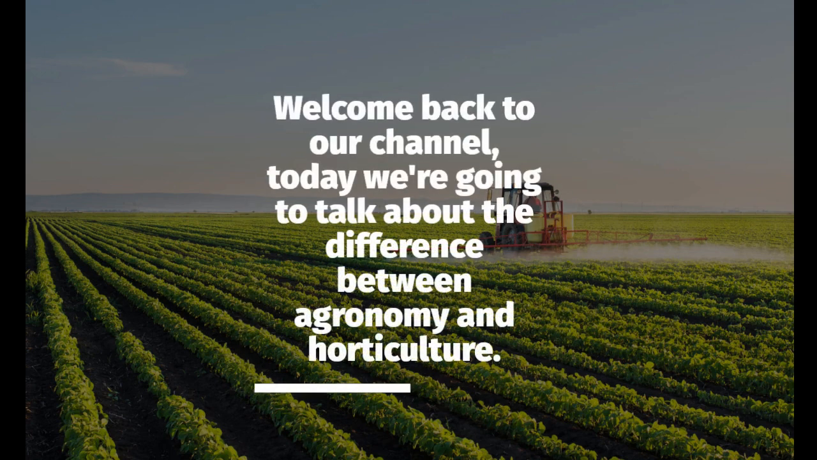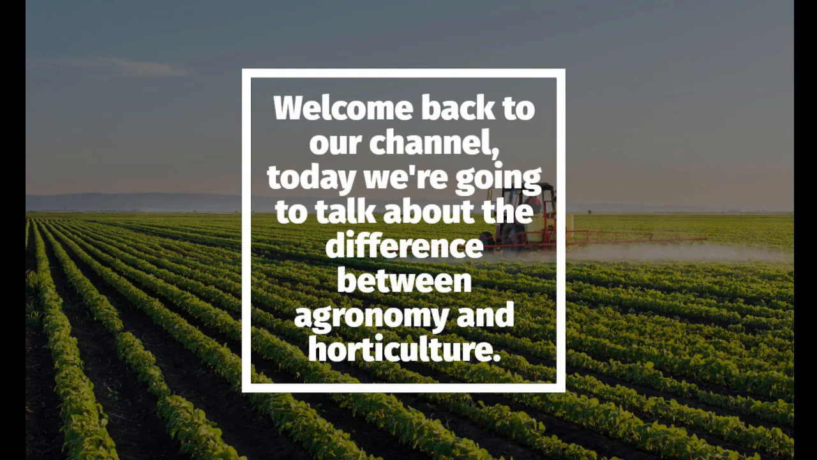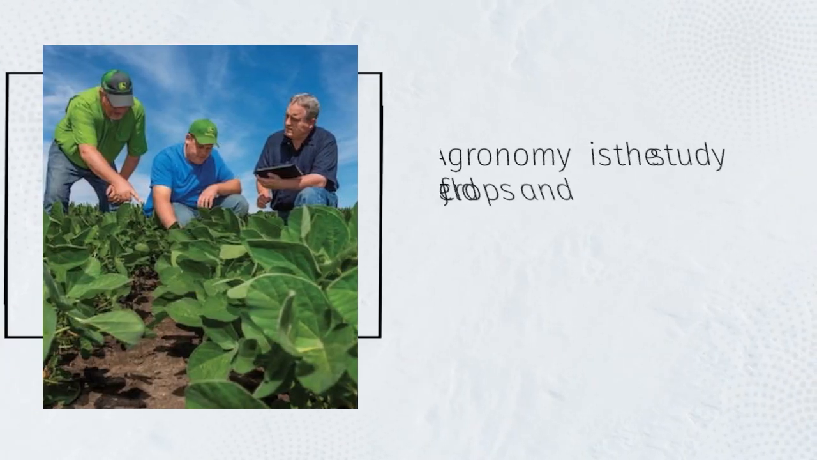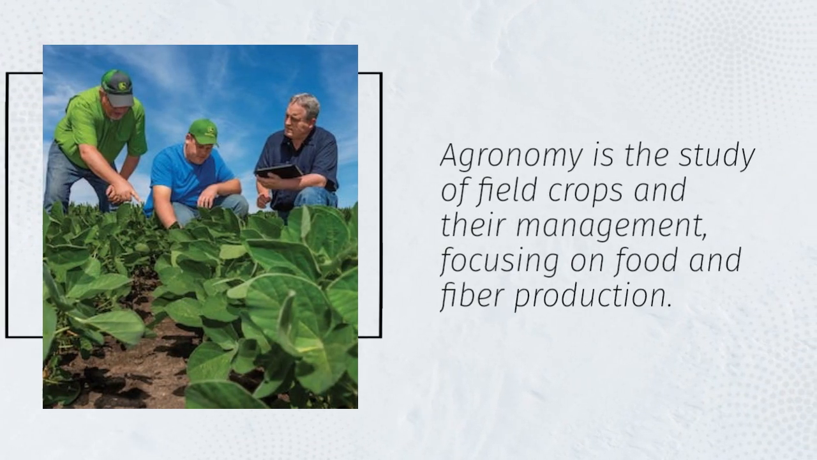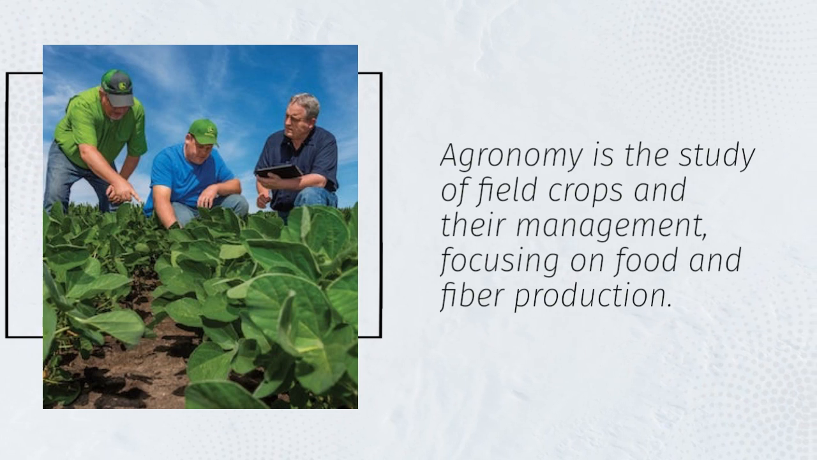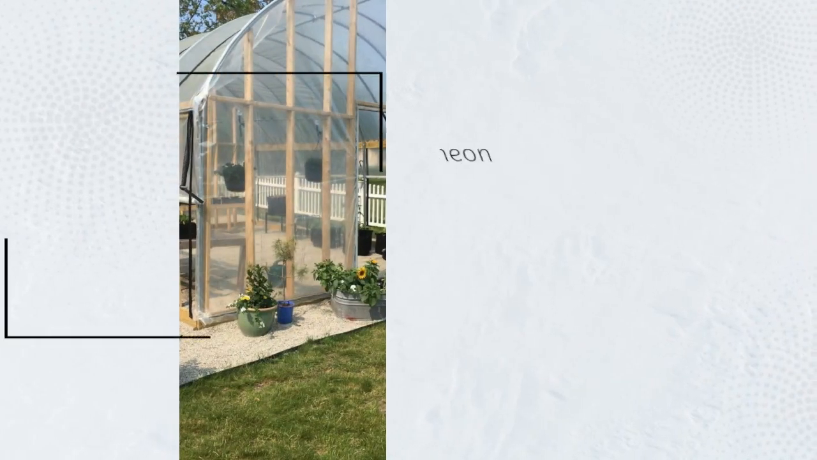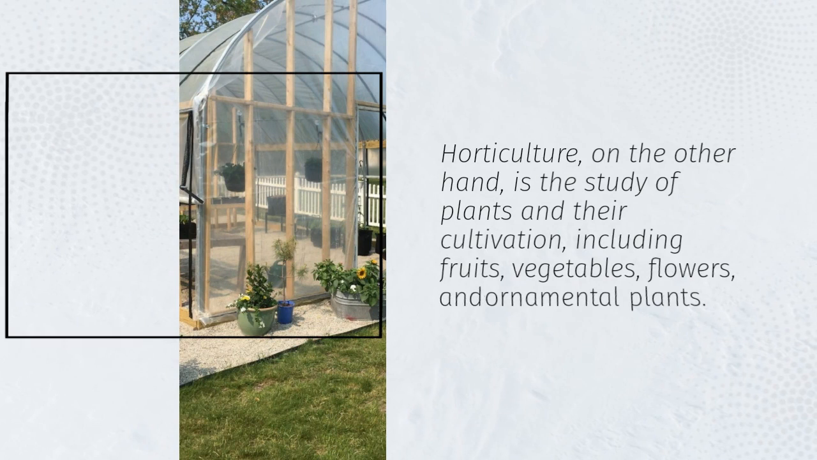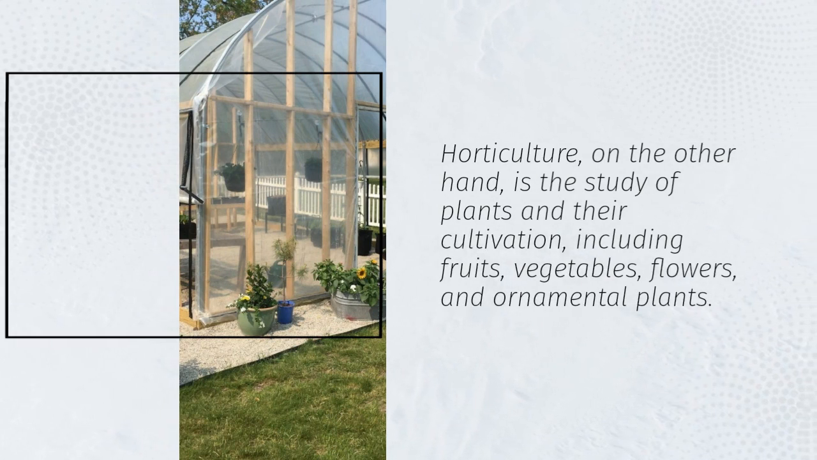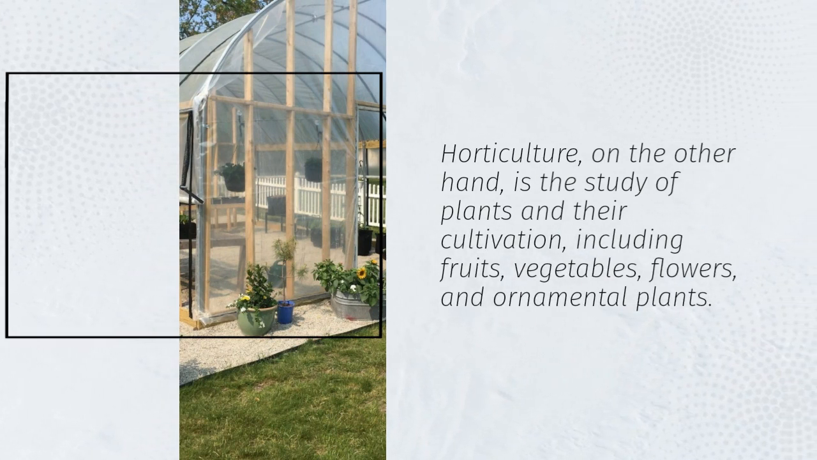Today we're going to talk about the difference between agronomy and horticulture. Agronomy is the study of field crops and their management, focusing on food and fiber production. Horticulture, on the other hand, is the study of plants and their cultivation, including fruits, vegetables, flowers, and ornamental plants.